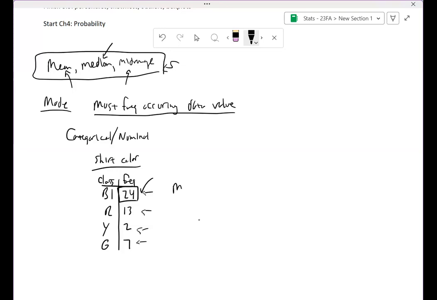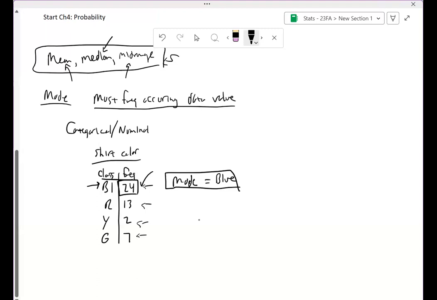So then I would say that the mode, and we want to be careful here, the mode isn't 24. The mode is the data value associated with 24. So in this case, it would be blue. So maybe more people wear blue shirts than wear any other color of shirt from the colors that we're looking at here. So for something like nominal data, about the only measure of center in a sense that we have is the mode.